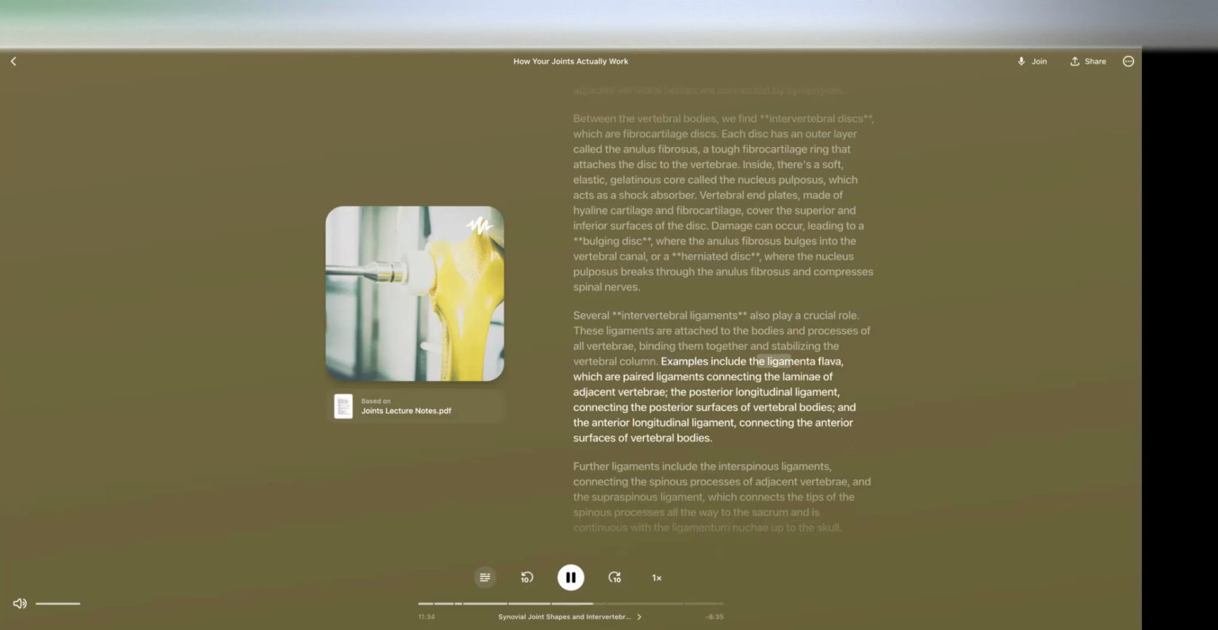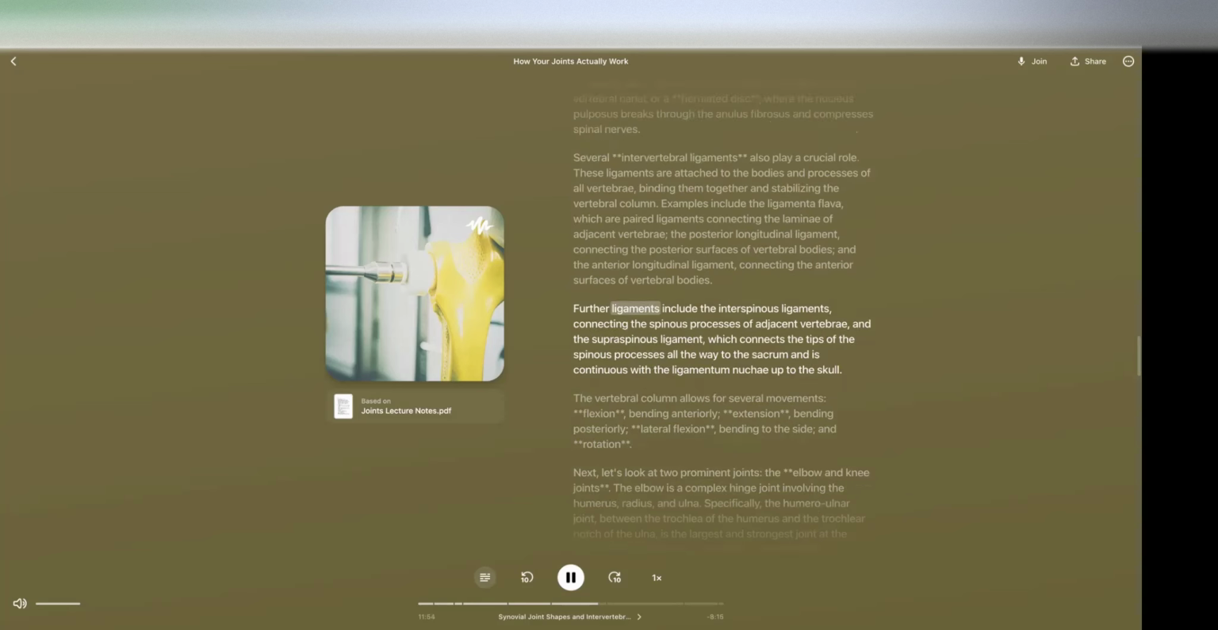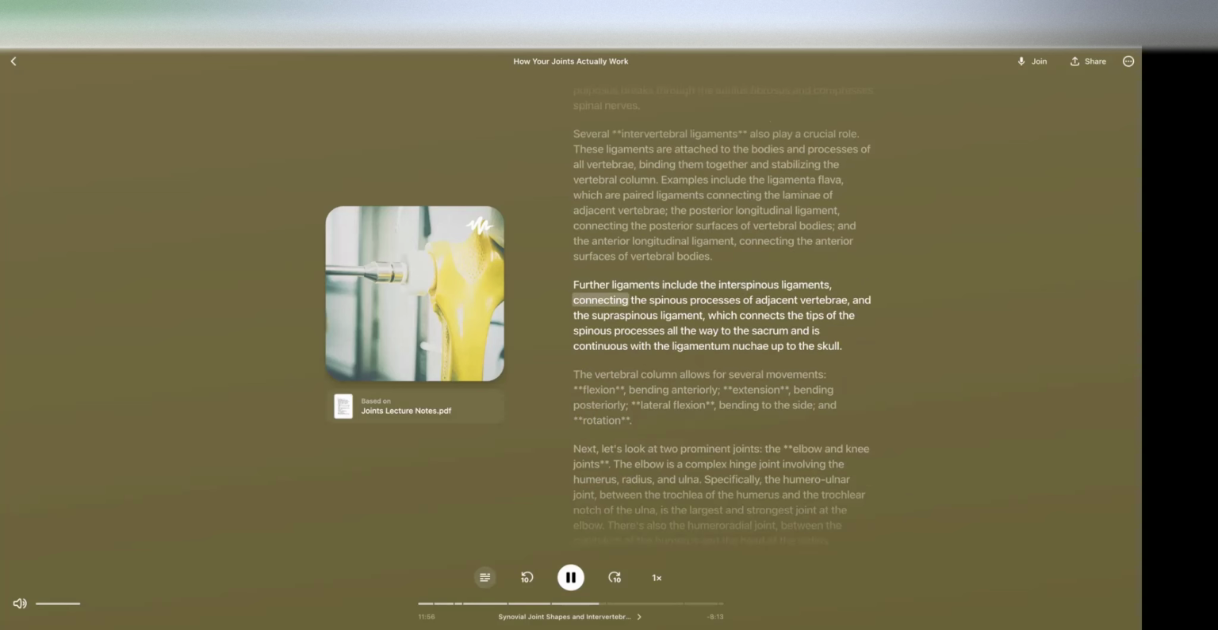Examples include the ligamenta flava, which are paired ligaments connecting the lamina of adjacent vertebrae, the posterior longitudinal ligament connecting the posterior surfaces of vertebral bodies, and the anterior longitudinal ligament connecting the anterior surfaces of vertebral bodies. Further ligaments include the interspinous ligaments connecting the spinous processes of adjacent vertebrae, and the supraspinous ligament, which connects the tips of the spinous processes all the way to the sacrum and is continuous with the ligamentum nuchae up to the skull.